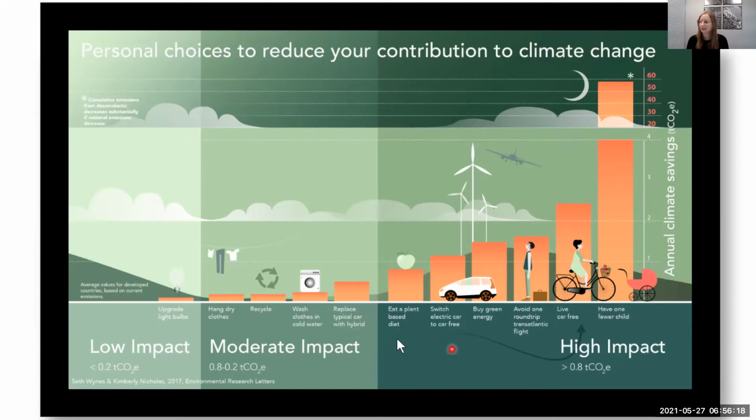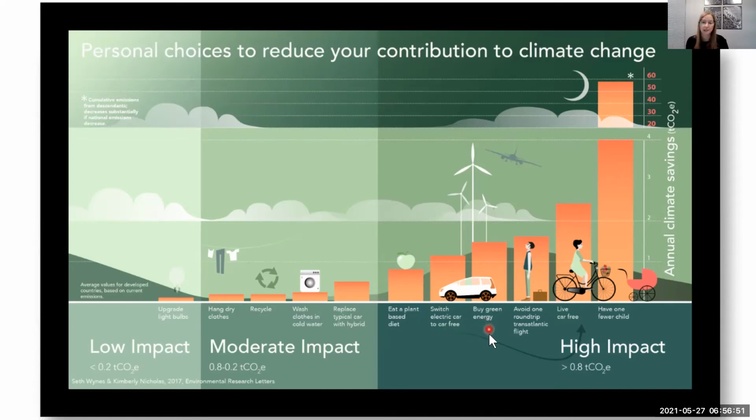Then in high impact, we have eat a plant-based diet. So we've talked about cutting out beef before. Beef is such a contributor to methane and habitat destruction and water use. And it would be great if everyone would just eat a lot less beef. That would be fabulous for the environment. And there's health benefits too. Switch to electric car or no car. So that's our personal contribution to that largest chunk of greenhouse gas emissions of transportation.